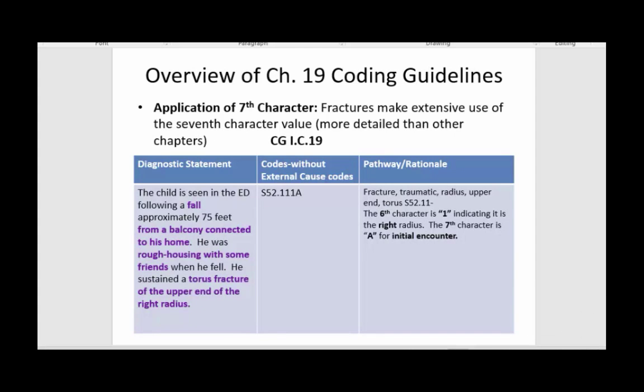The first coding guideline I'm going to refer to is the application of the seventh character. I've given you a diagnostic statement here. In purple, I have highlighted what happened, how he got hurt, and his injury. And I have, in the coding column, just given you the injury code. The path and the rationale is there on the right.